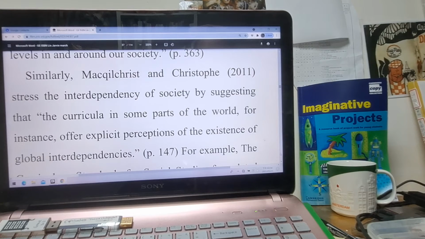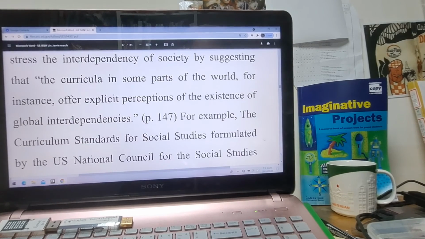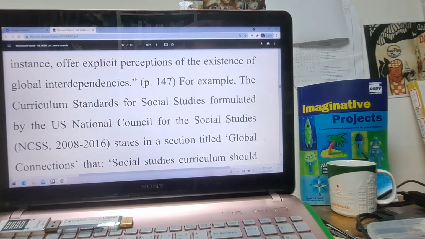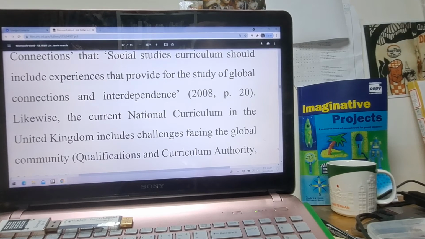Similarly, Christ and Christophe in 2011 stressed the interdependency of society by suggesting that the curricula in some parts of the world, for instance, offer explicit perceptions in existence of global interdependencies. For example, the curriculum standards for social studies formulated by the U.S. National Council for the Social Studies states in a section titled Global Connection that social studies curriculum should include experiences that provide for study of global connection and interdependence.